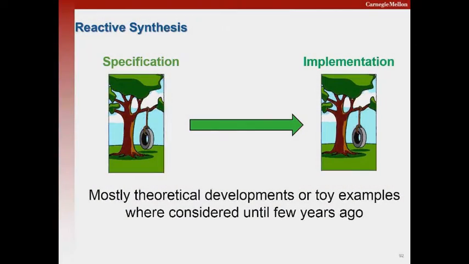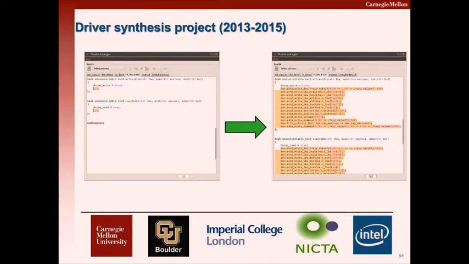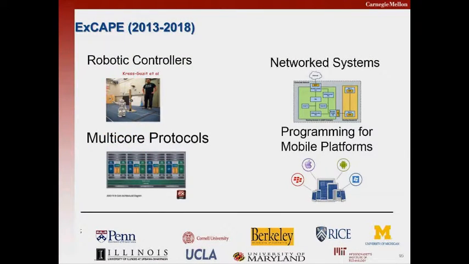There was a lot of theoretical work in this area, but there were no practical tools. But things changed. Now people realize that there are a lot of computational resources available, and there are fast decision procedures, and important classes of problems were identified. In the last few years, there were at least 2 large grants given on the synthesis topic. One is the driver synthesis project, where given a specification of an operating system and a device, we want to generate a controller, which is a driver for the device. And another project is an effort of many universities. They're using synthesis to synthesize robotic controllers, network systems, multicore protocols, and programming for mobile platforms. So it shows that recently this topic has become a very active research area.